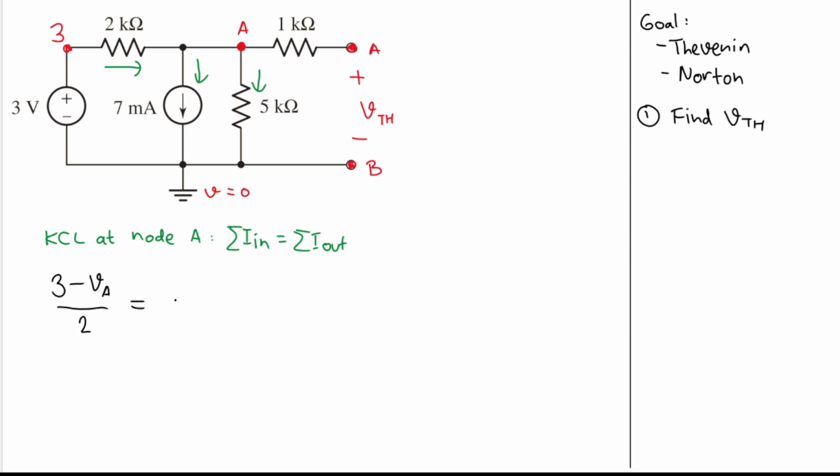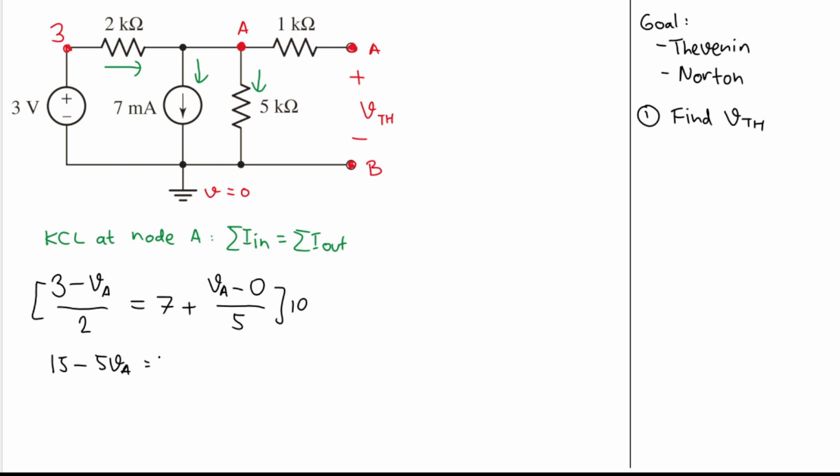And this current here is 7 milliampere, so I will have 7. And then plus, this current here is VA, and then the current goes to 0 here, so I have VA minus 0, and that is divided by 5. Good. Multiply both sides here by 10. Okay, 2 and 10 will cancel into 5, and let's multiply 5 into the numerator. So I have 15 minus 5 VA.